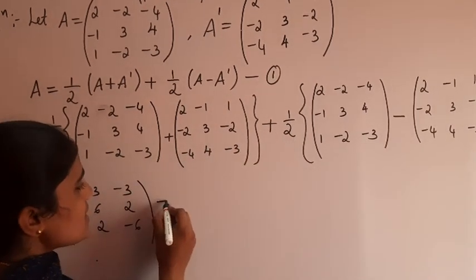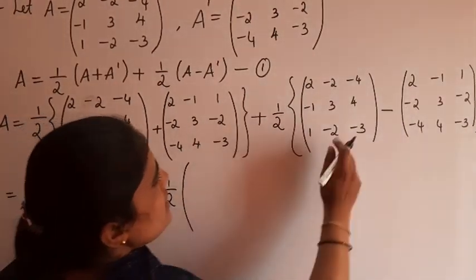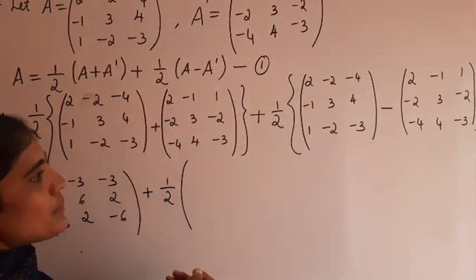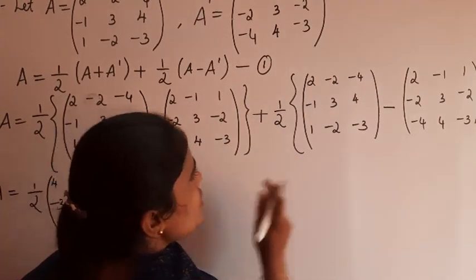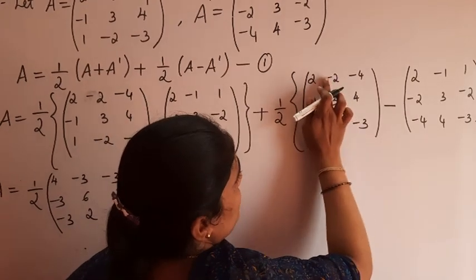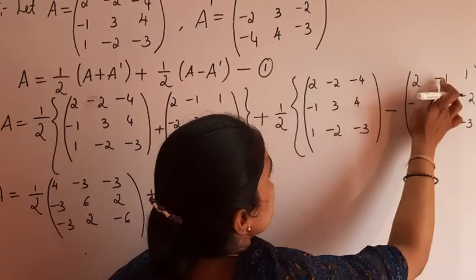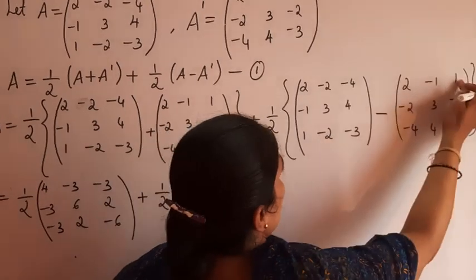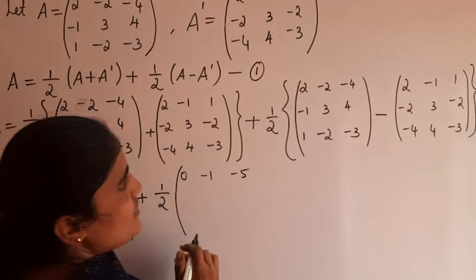Next, plus 1 by 2 into A minus A transpose. So here we have to subtract. Let us subtract their corresponding elements. 2 minus 2, 0. Since we are subtracting, we have to be careful. See here, minus 2, minus into minus, plus 1. Minus 2 plus 1, minus 1. Minus 4 minus 1, minus 5.